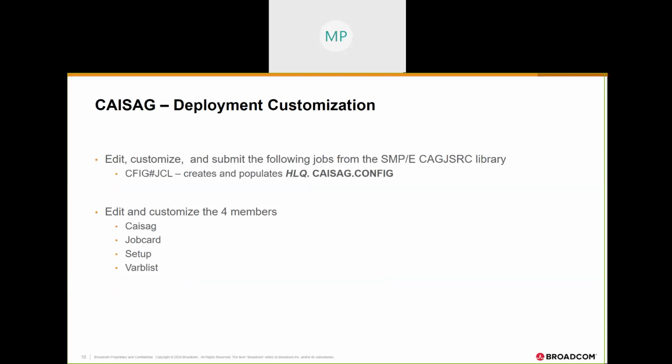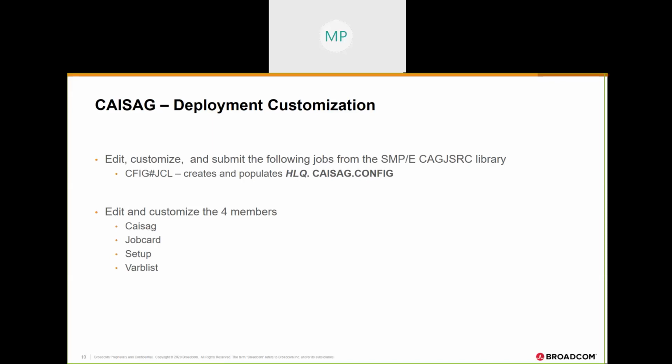In the SMPE environment's CAISAG source library, there is a member called CFIG#JCL. This member creates a new dataset and populates it with 4 members needed for configuration. The default dataset name is your high-level qualifier, followed by CAISAG.config. You should edit this member for your specific site variables and then submit it.